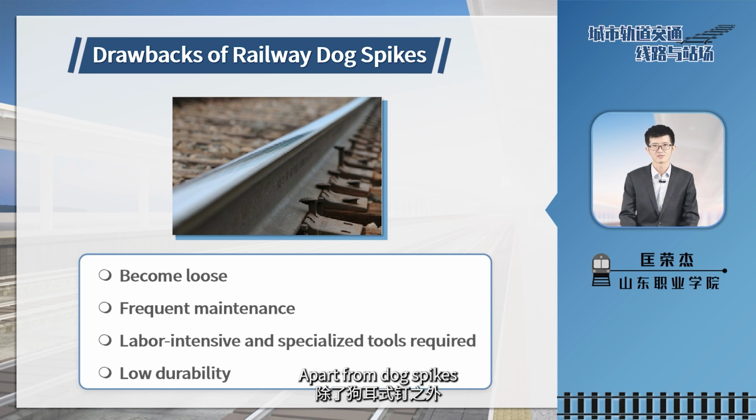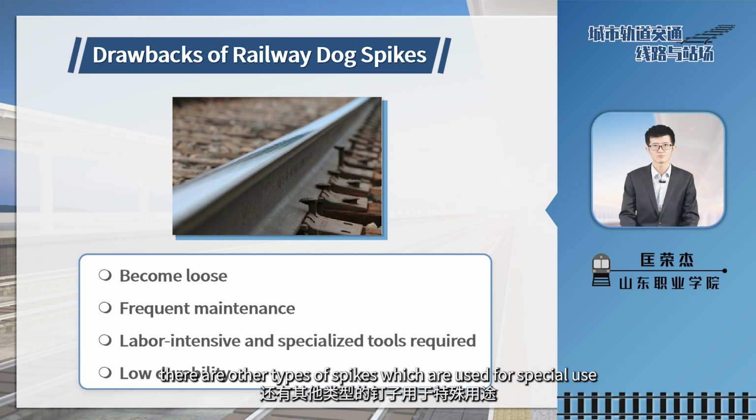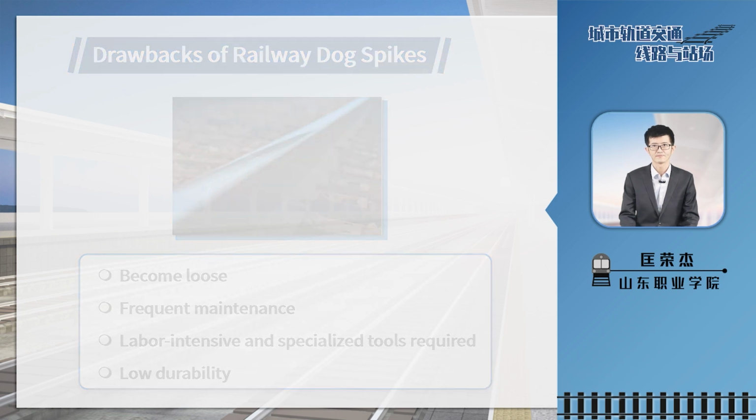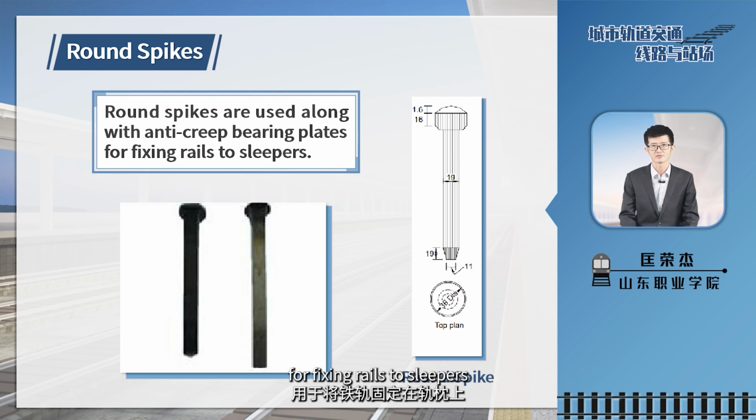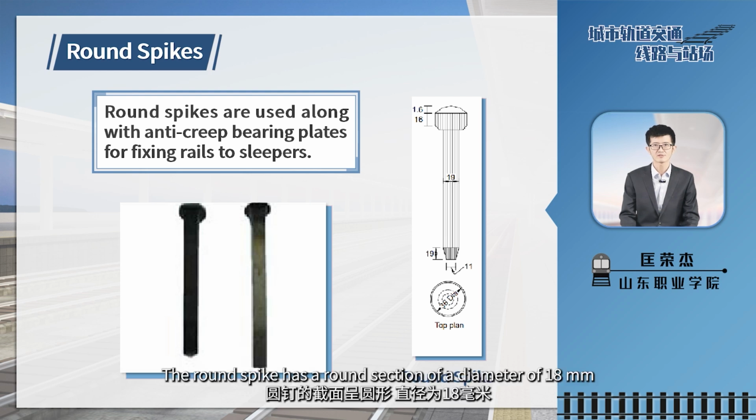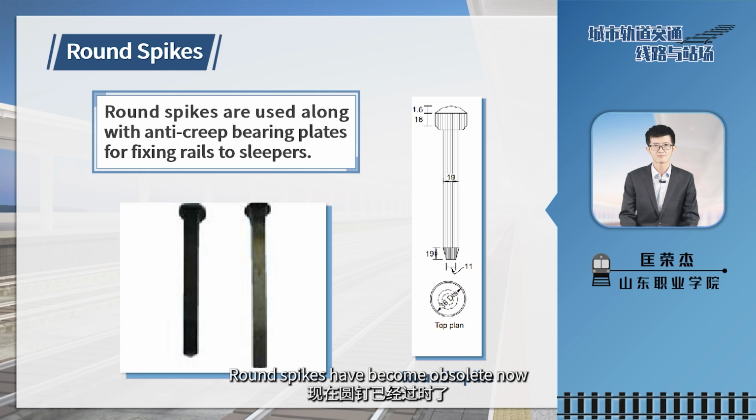Apart from dog spikes, there are other types of spikes which are used in special cases. Round spikes are used along with the anti-creep bearing plates for fixing rails to sleepers. These are also used for fixing assembly of switches onto wooden sleepers. The round spikes have a round section of the diameter of 80 millimeters, and their length depends upon the purpose they serve. Round spikes have become obsolete now.